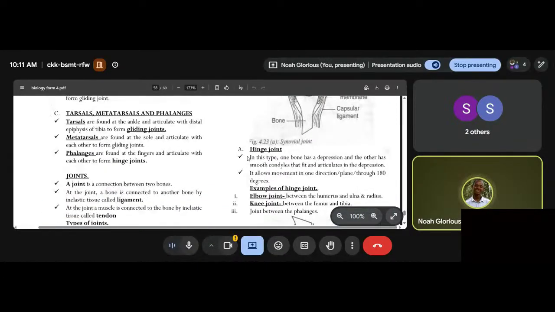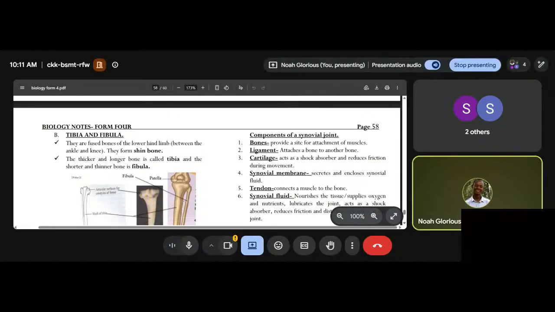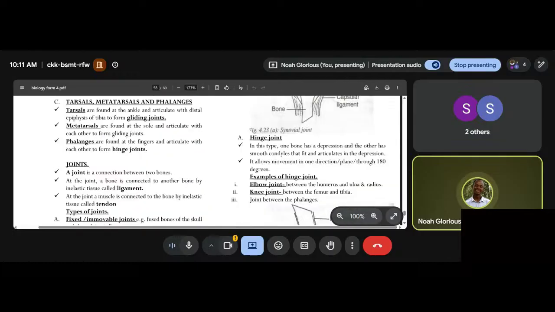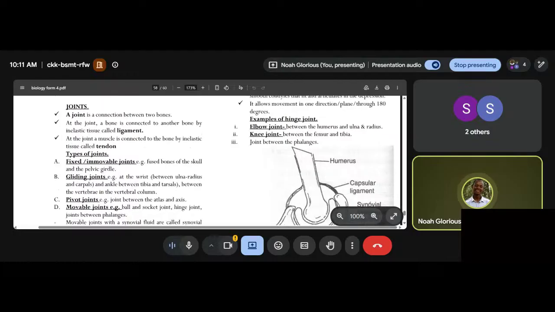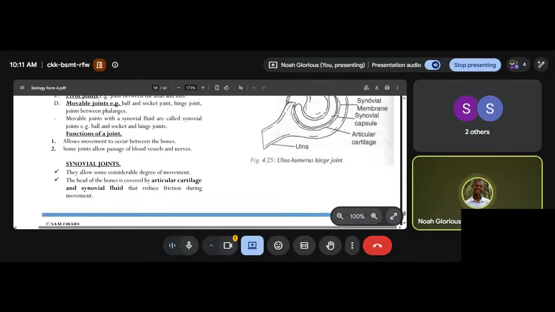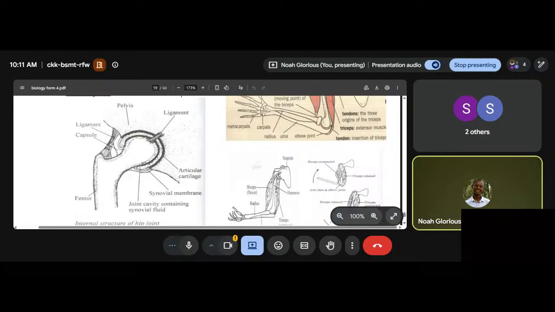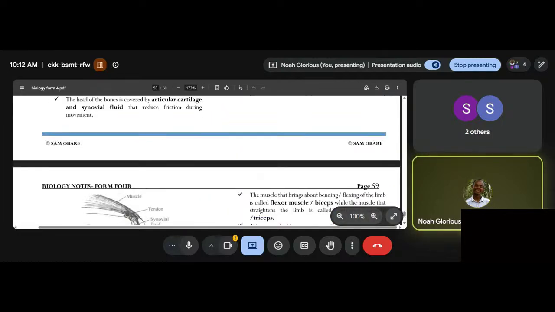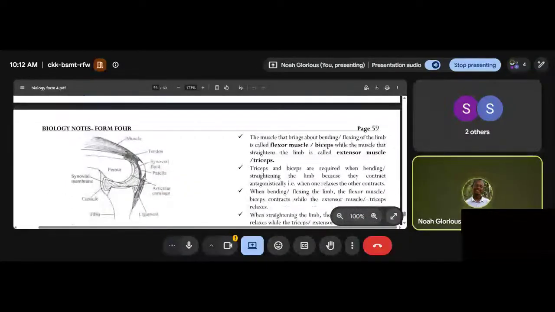What are the functions of the synovial fluid? Let me see whether it's mentioned on top. I don't know where they have mentioned that. But I am sure now you've been able to understand what we mean by the synovial fluid. The function of this synovial fluid is, good, there's a diagram here.